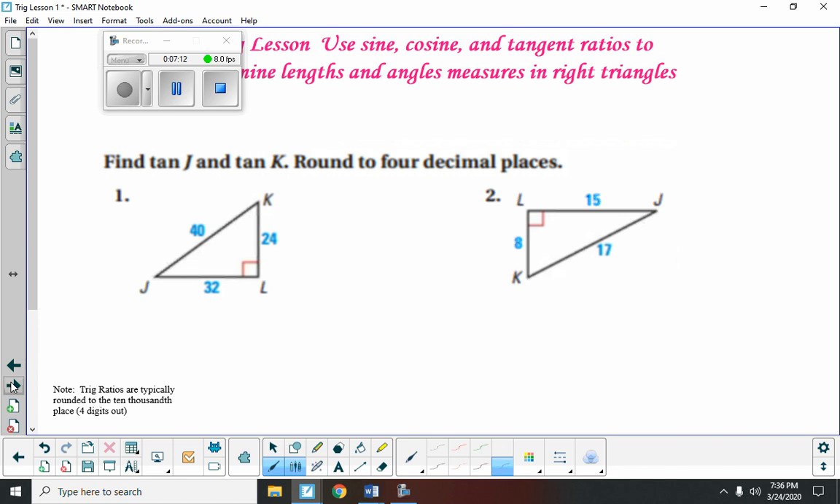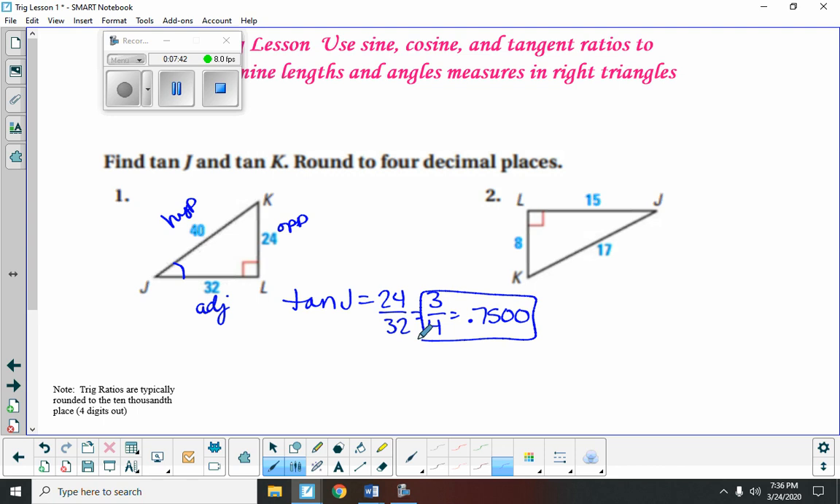So let's do another one. Find the tangent of J. So first thing we do, label. Here's your hypotenuse. Here is the opposite. Here is the adjacent. So the tangent of J is the opposite over the adjacent. And then just reduce that. 8 goes into there 3 times. 8 goes into there 4 times. So that would be 0.75. And we'll add 2 zeros. Now, when you are just looking at the ratios, we're not typing tangent into your calculator. You're just writing the ratio and writing that ratio as a decimal.